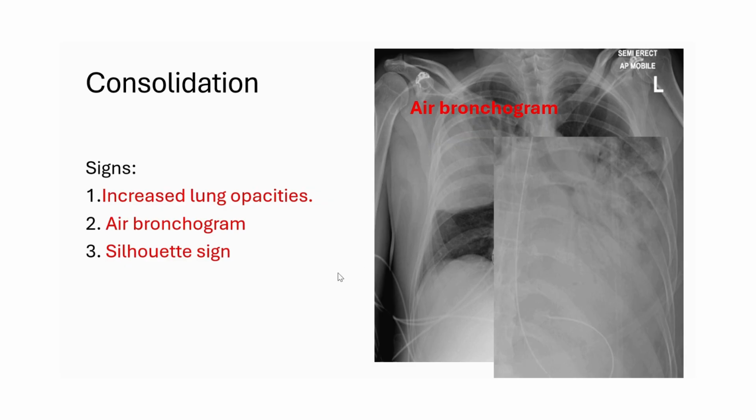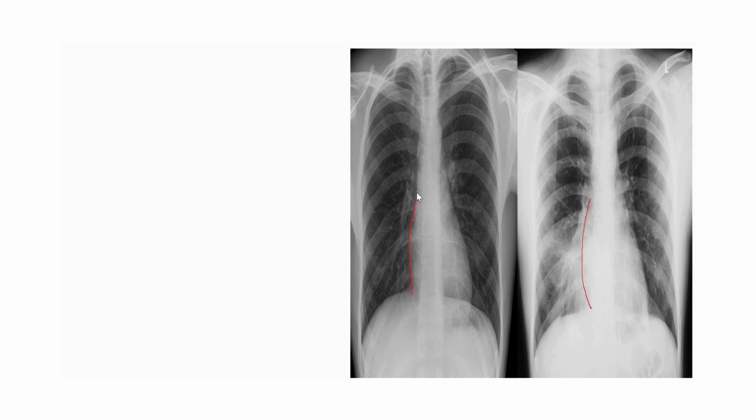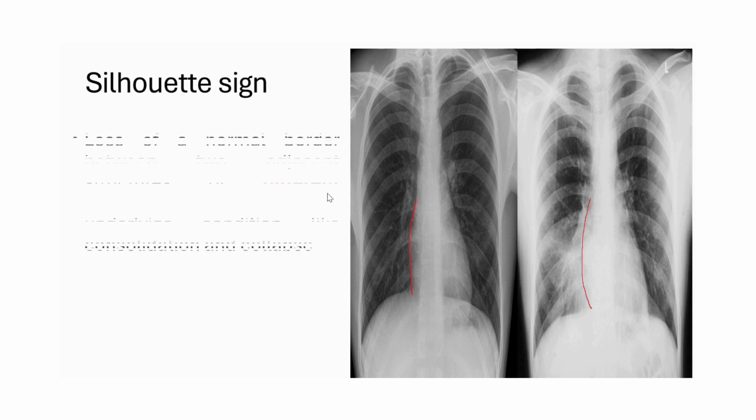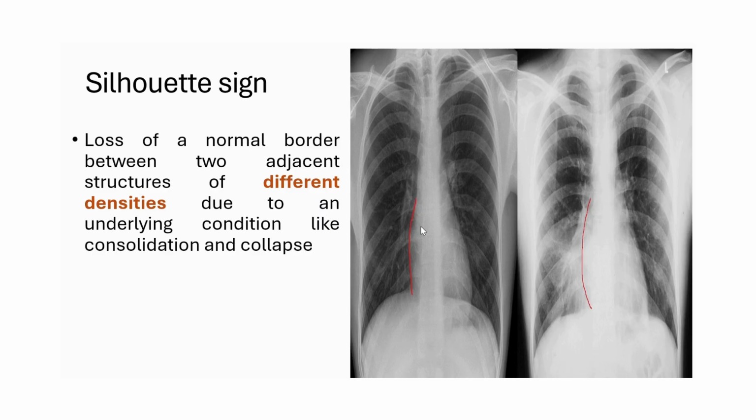Now the silhouette sign. What is the silhouette sign? The silhouette sign is the obscuration of the normal border of two structures of different density adjacent to each other by the consolidation or collapse. So this red line denotes the right heart border, which lies adjacent to the lung field, and this is the border of the diaphragm, and this is the right paratracheal border, and this is the left paratracheal. So these are the silhouettes, and if one is obscured, then this is called the silhouette sign.